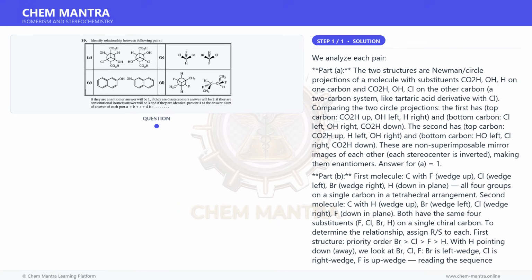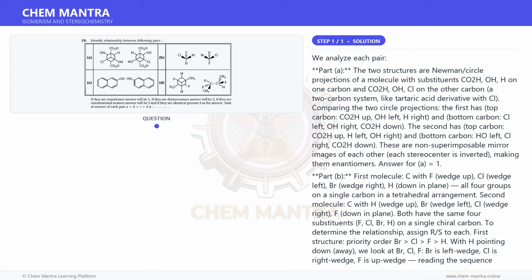Sum A plus B plus C plus D is equal to 1 plus 1 plus 4 plus 3 equals 9. This does not match 13. Reconsidering, A may be diastereomers, 2, if they are not mirror images but have specific configurations, B is equal to 1 enantiomers, C is equal to 4 identical, D is equal to diastereomers, 2, if same connectivity different stereochemistry. If A is equal to 2, B is equal to 4 identical, C is equal to 4, D is equal to 3, 2 plus 4 plus 4 plus 3 is equal to 13.